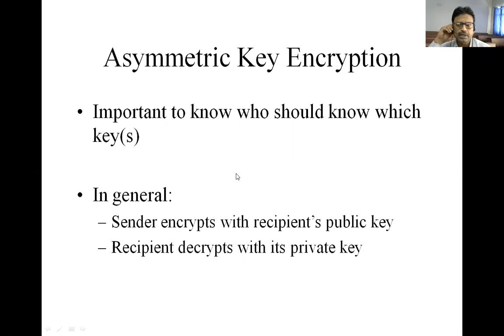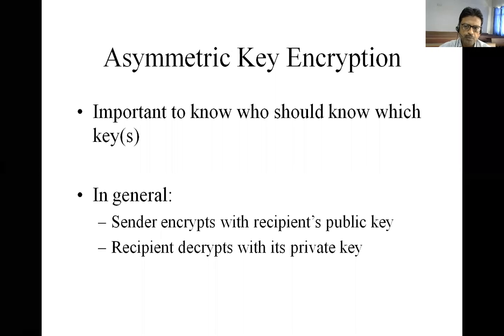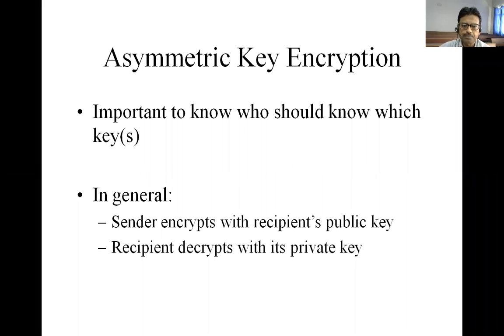So asymmetric key encryption is a little bit different from symmetric key encryption, because in asymmetric cryptography we use two different keys, separately for the encryption and the decryption process. And in most of the applications where asymmetric cryptography is used, the sender is going to encrypt the message with the help of the recipient's public key, and the recipient is going to decrypt it with its private key.